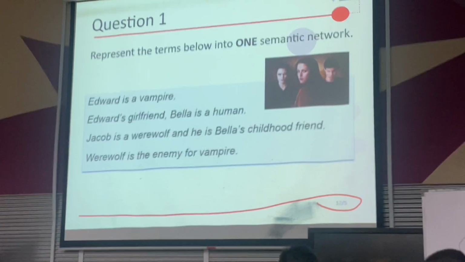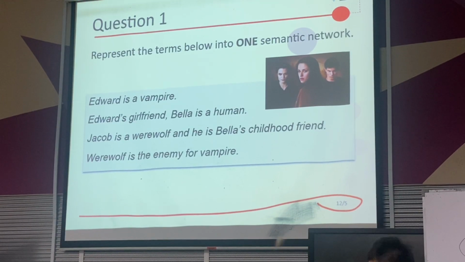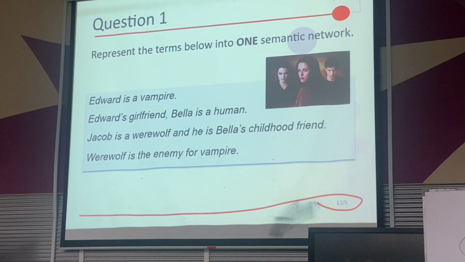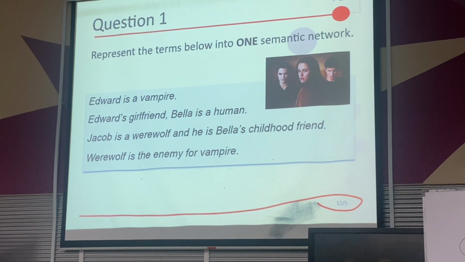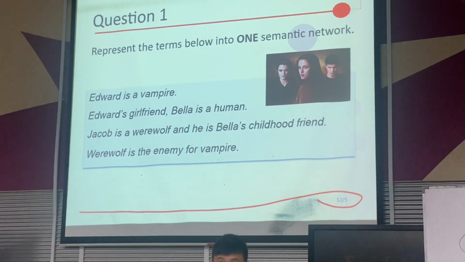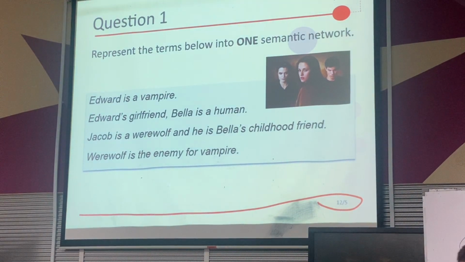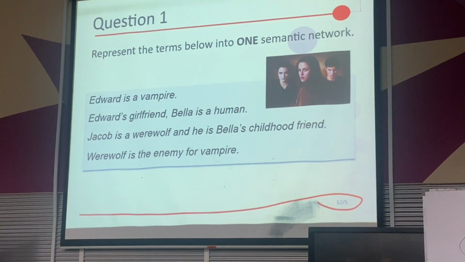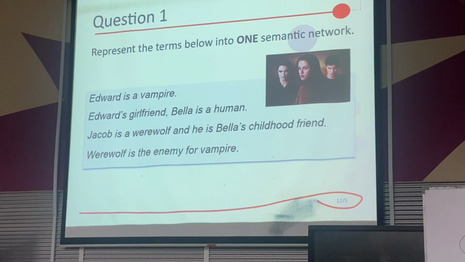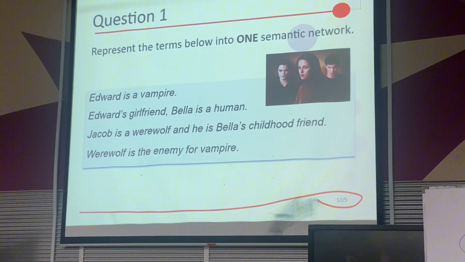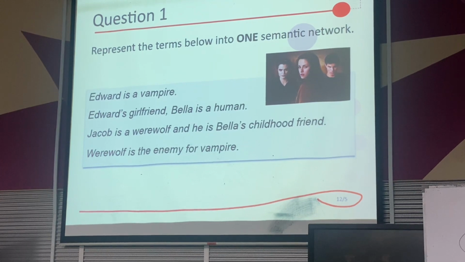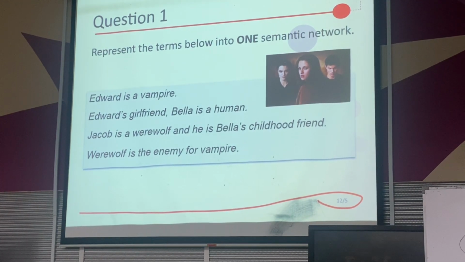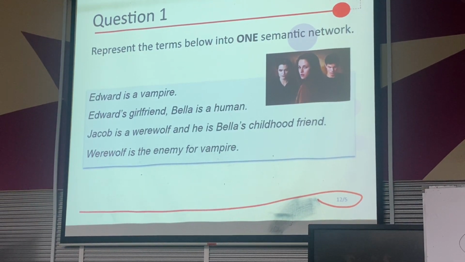Okay, thank you. So let's see. Edward is a vampire. So Edward is an instance, a subclass of vampire. More appropriate to put instance, right? So this one should be an instance. Edward is one of the examples, because you have other vampires, right? So just one of the examples of vampires.